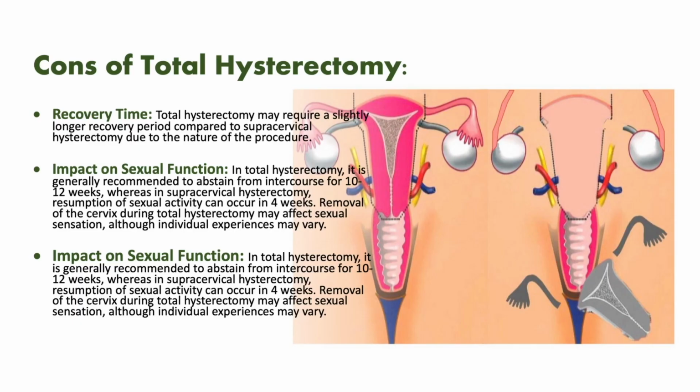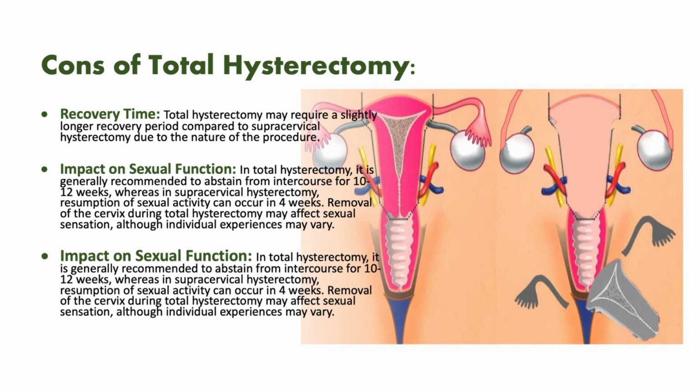Cons of total hysterectomy: recovery time. Total hysterectomy may require a slightly longer recovery period compared to supracervical hysterectomy due to the nature of the procedure. Impact on sexual function. In total hysterectomy, it is generally recommended to abstain from intercourse for 10 to 12 weeks, whereas in supracervical hysterectomy, resumption of sexual activity can occur in 4 weeks. Removal of the cervix during total hysterectomy may affect sexual sensation, although individual experiences may vary.